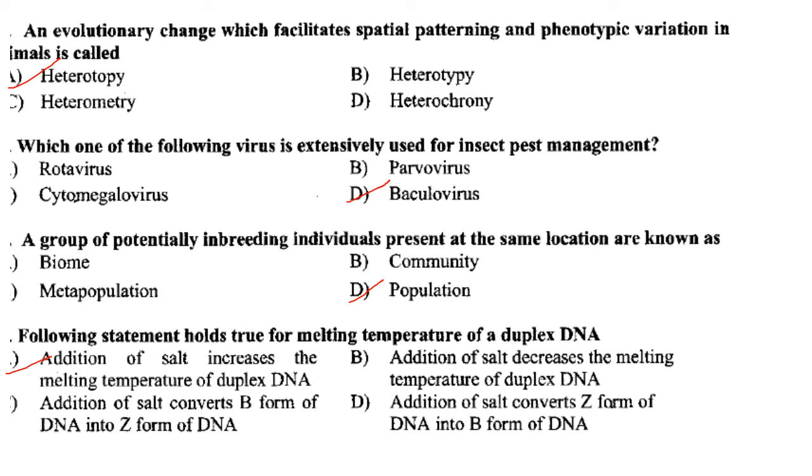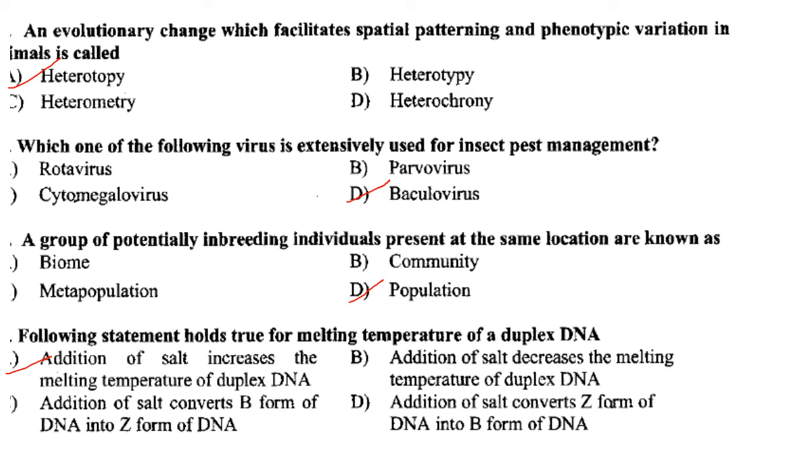Then heterotypy is changes in developmental outcome arising from mutations in key regulatory molecules that control embryonic pattern formation and tissue specification. Such changes can lead to dramatic changes in form during evolution. So the answer is heterotopy. Which one of the following virus is extensively used for insect pest management? So it is, sorry.